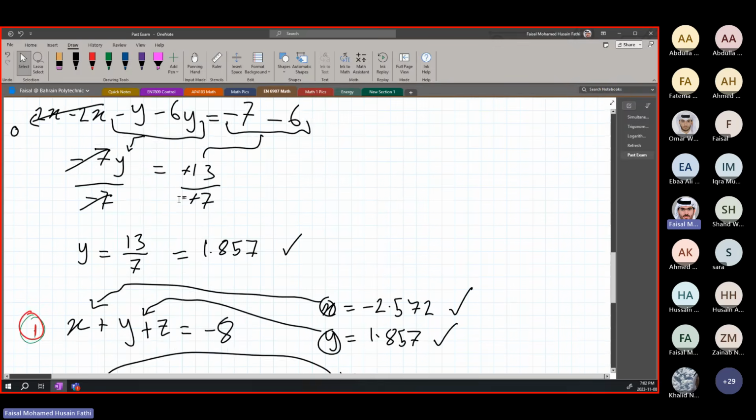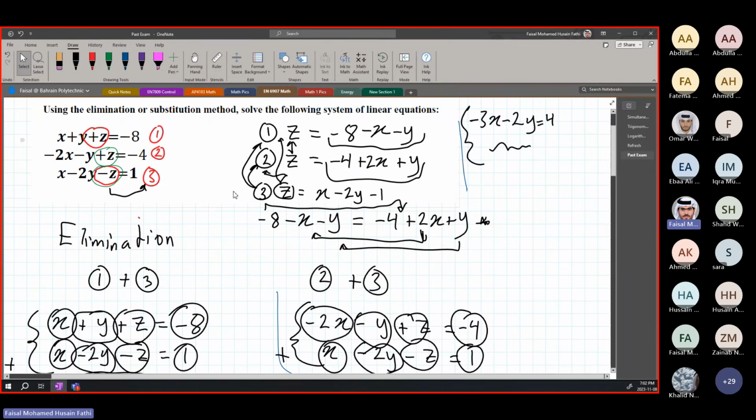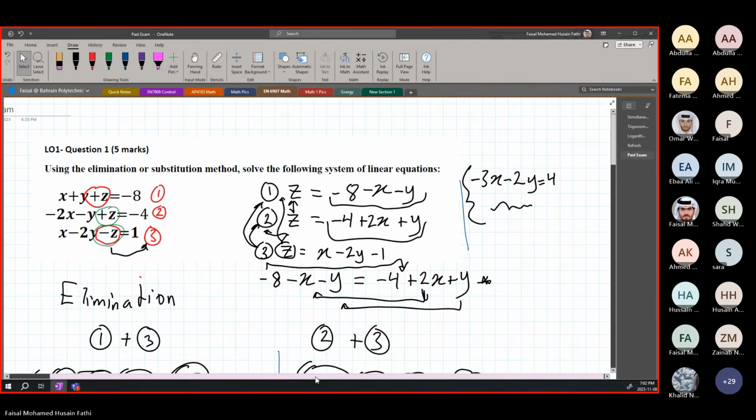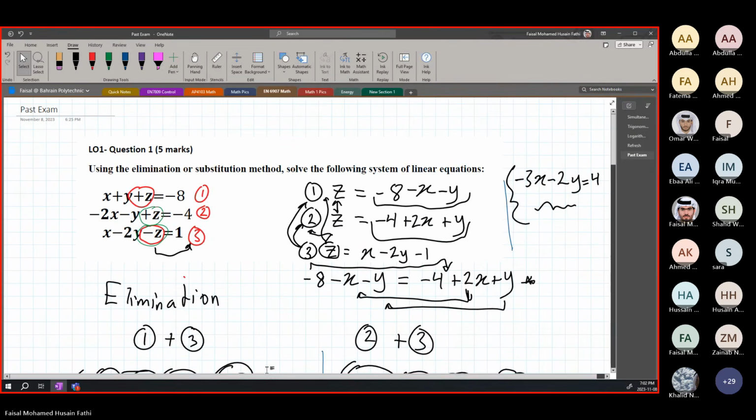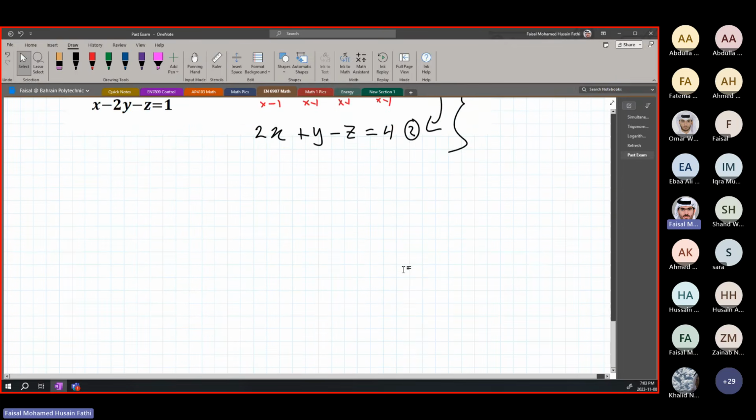Any questions about the elimination or the substitution method? I'm pretty sure this is straightforward. Most of you shouldn't have an issue with this. Okay.